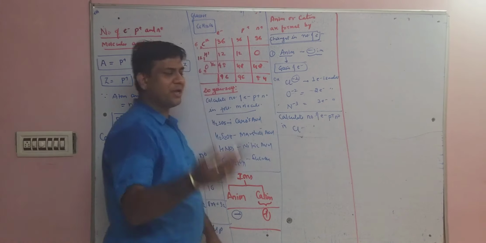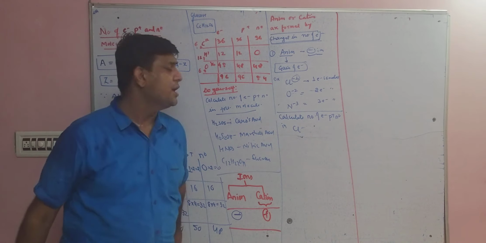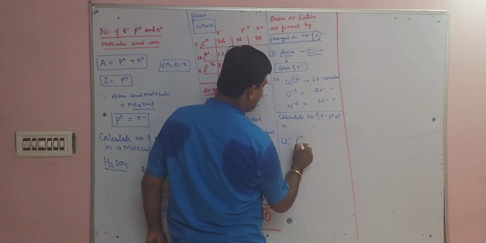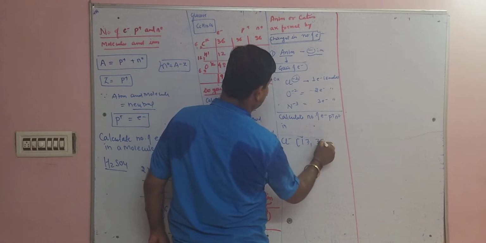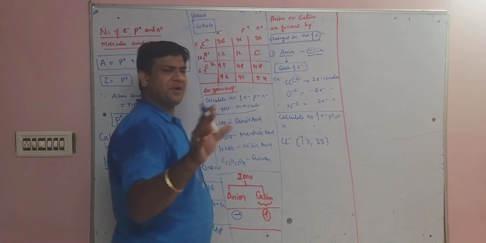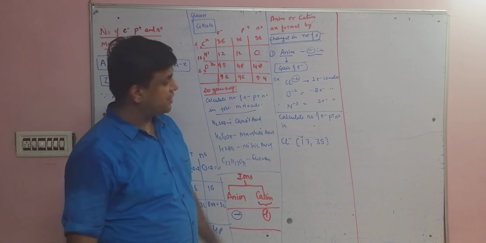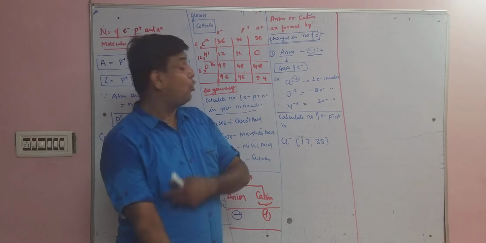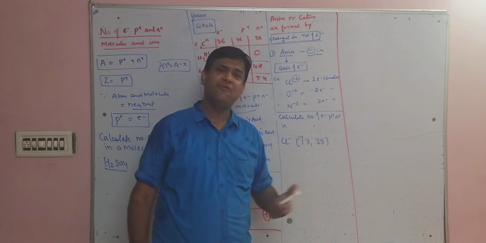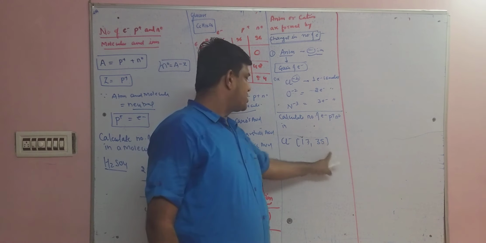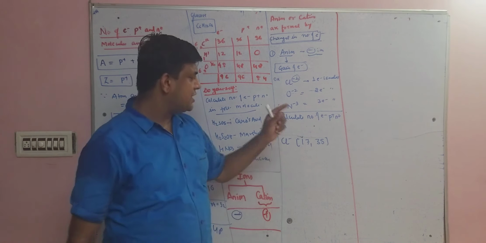If somebody says you have to calculate the electrons, protons and neutrons in Cl minus, then what will you do? Cl minus has been given, we all know 17 and 35 is there. I'm not talking about 35.5. In a later class I will discuss why 35.5 comes, but now you have all heard about the isotopes of chlorine. We have two types of isotopes. One is chlorine-35, another is chlorine-37.